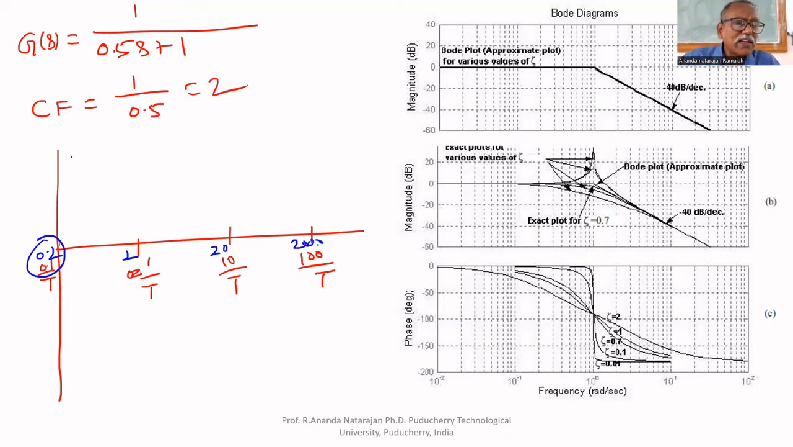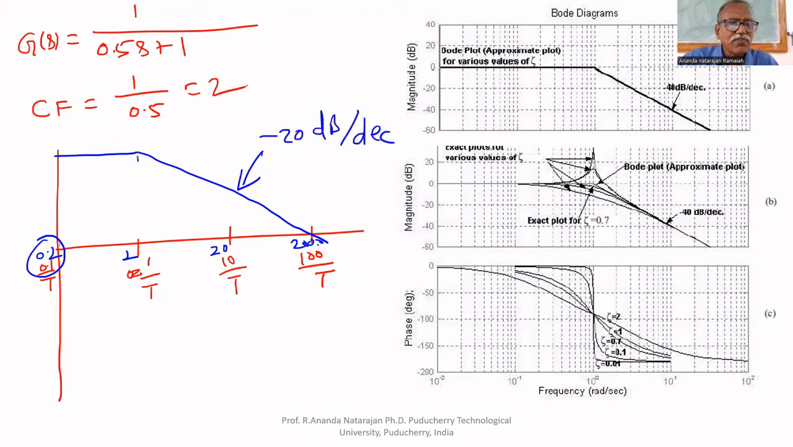Therefore, up to 1 by tau, it is 0 dB. After that, it becomes minus 20 dB per decade. After the corner frequency, it decreases like that. This is the frequency response for a first order system.